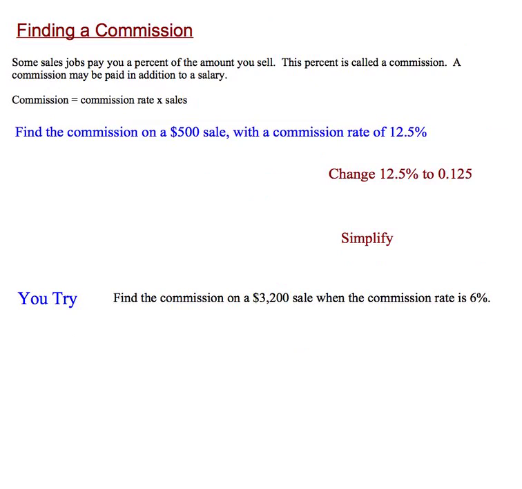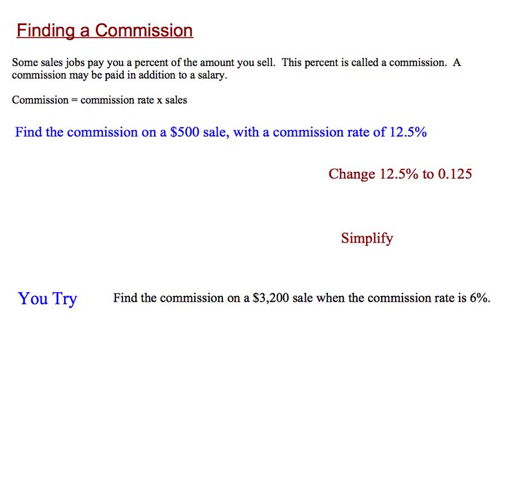Now, in this next example, this is not probably something that you're going to come in contact with super soon, but in some jobs, especially if you're selling big items like cars or appliances, people work on commission. They make a base salary, and then if you sell an item, you get a commission. Your commission is whatever your commission rate is, and that can vary, some lower, some higher, times the sales price, or however much the item is.